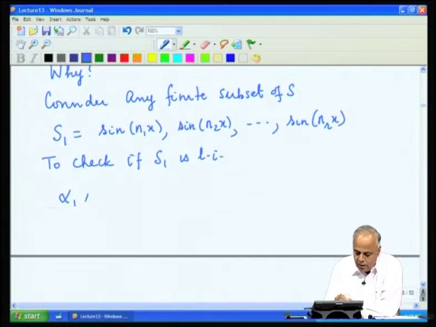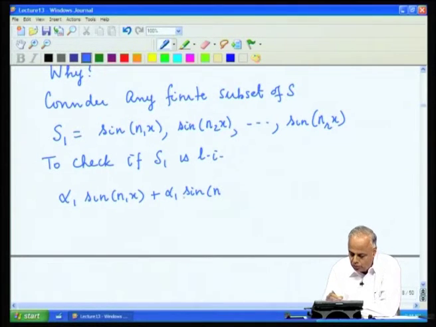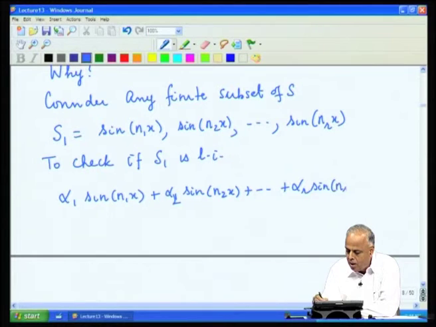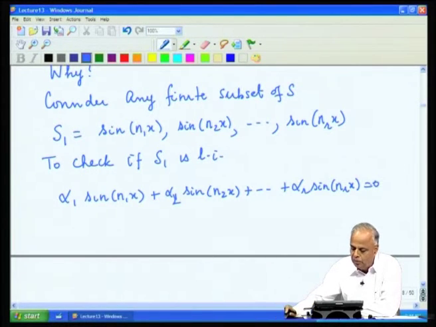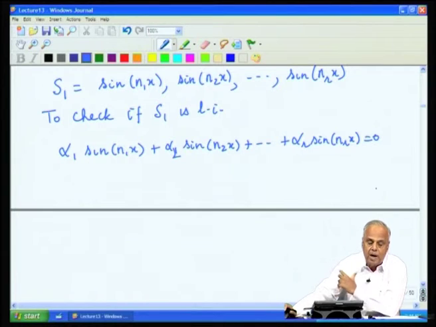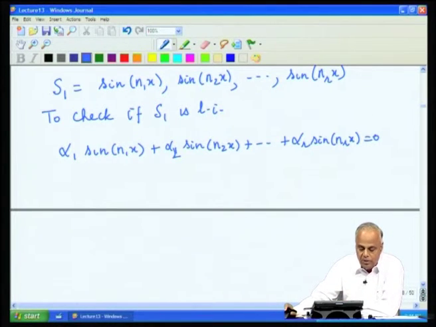So, we start with a linear combination alpha 1 sin n1 x, alpha 2 sin n2 x and so on, alpha r sin nr x equal to 0. 0 means the 0 function, which takes the value 0 at all the points x in the interval 0 to 2 pi. So, to check if S1 is linearly independent, we look at a linear combination like this and see if all the coefficients are 0.